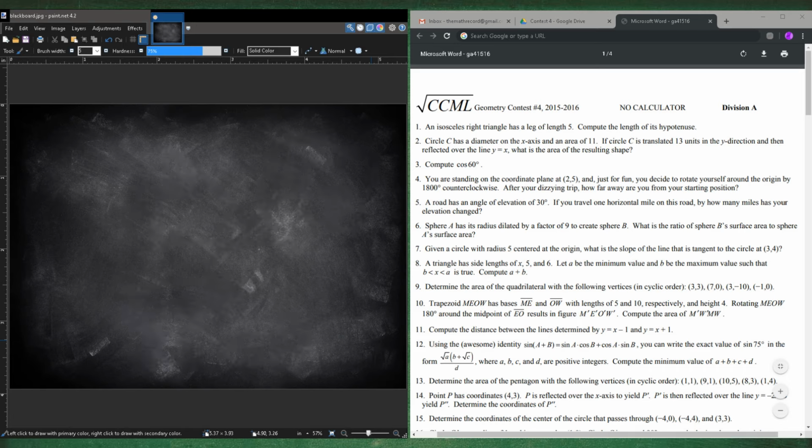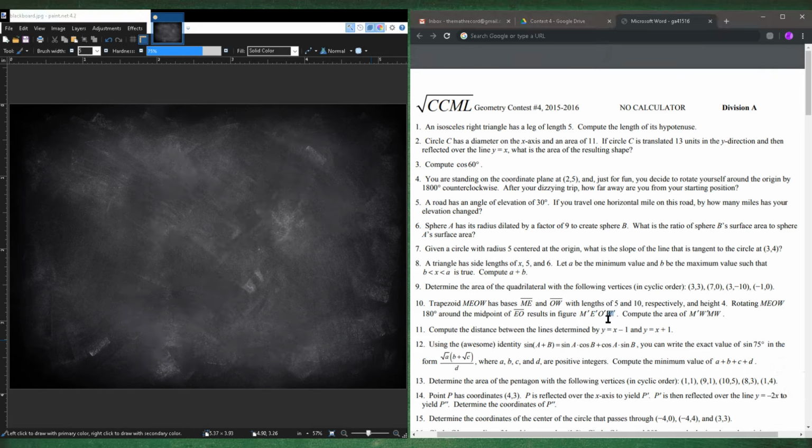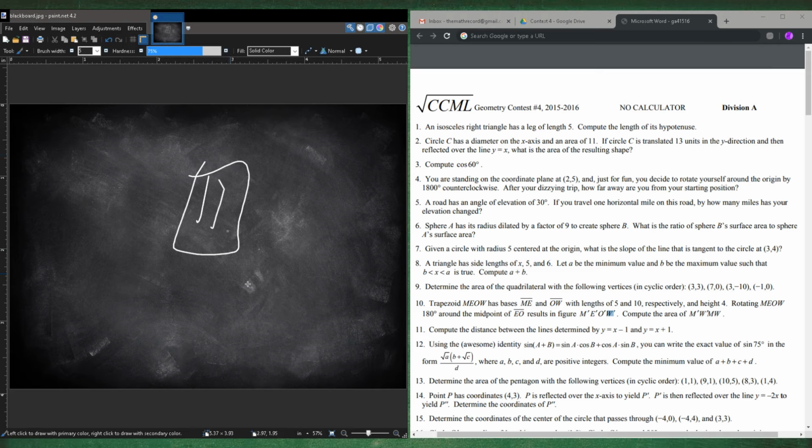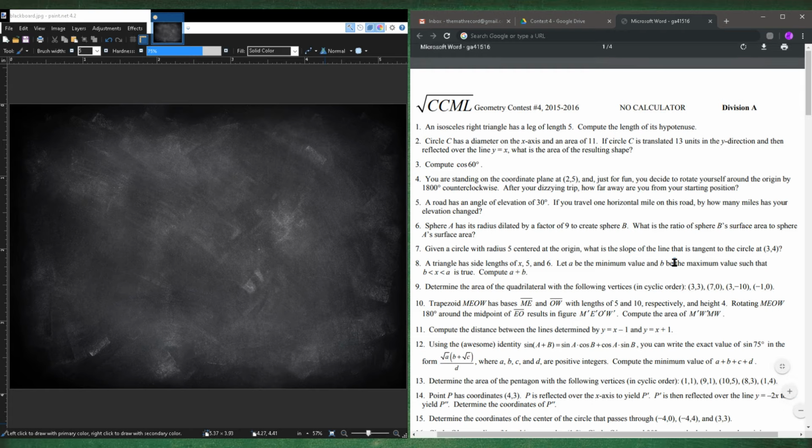Okay, question 2. A circle C has a diameter on the x-axis and an area of 11. If the circle is translated 13 units in the y direction and then reflected over the line y equals x, what's the area of the resulting shape? Because you moved the shape to a different place and then switched where it is, the area is not going to change. So the area is just going to stay 11. The only way you change the area is if you multiply some of the coordinates.